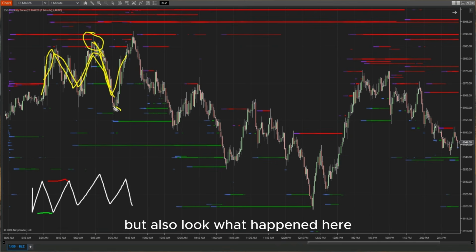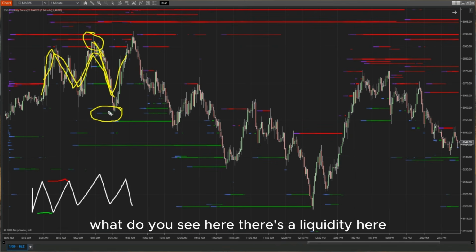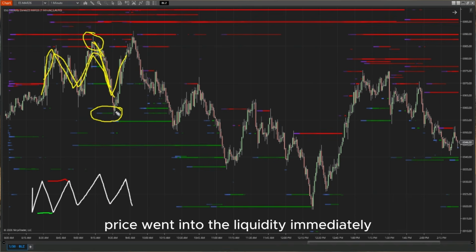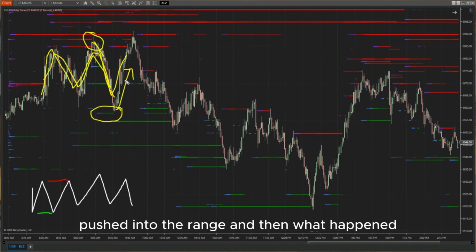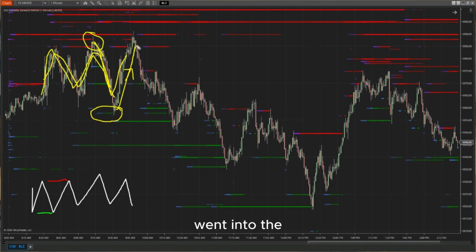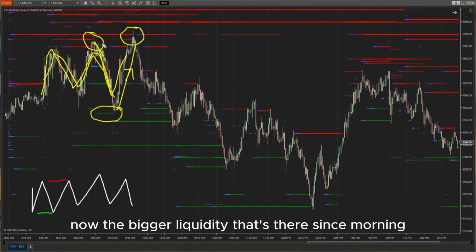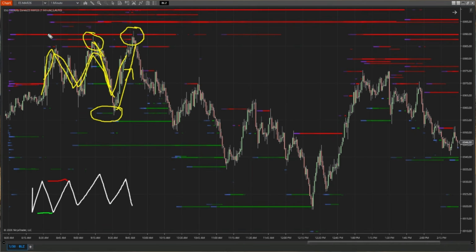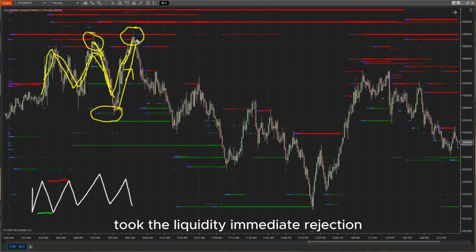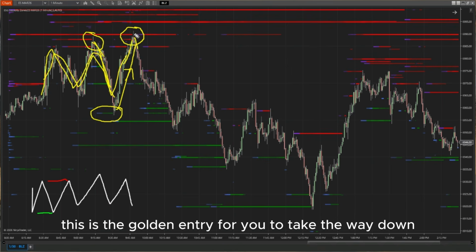But also look what happened here. There's a liquidity here. Price went to the liquidity, immediately dropped back into the range. And then what happened? Look at this. Now the bigger liquidity, that's there since morning. This one came just last minute, right? This one came in the morning. All day it was there. Price went back, took the liquidity, immediate rejection. This is the golden entry for you to take the way down.